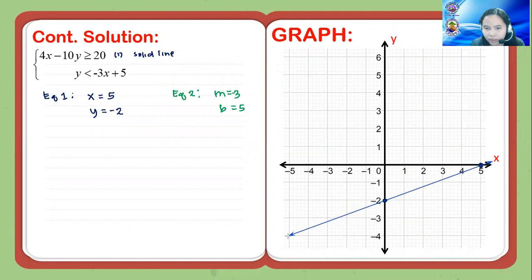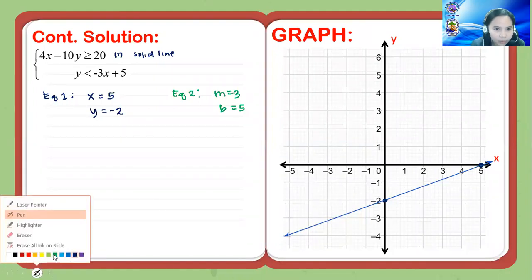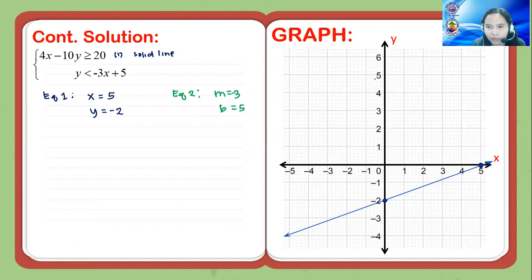Okay. So this is now the plane divider of equation number 1. Next, let's have equation number 2. So b is equal to 5. This is the point. And then for the slope, we have negative 3.